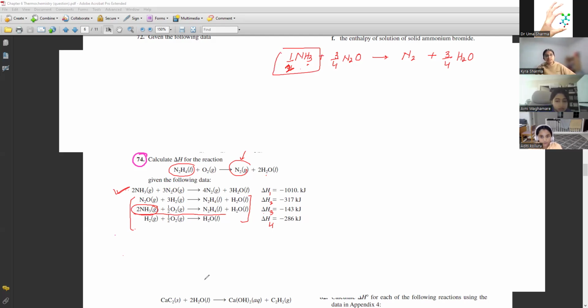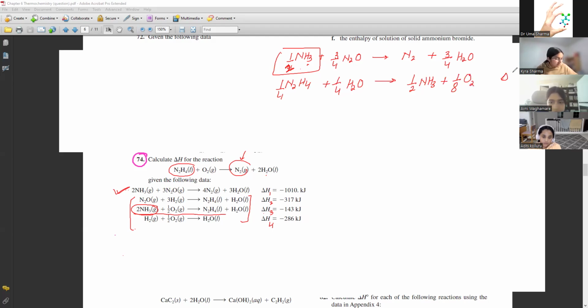Then you are on the product side, and divide by 4. Yes, so let's divide it by 4 and reverse it. N2H4: 1/4 N2O plus 1/4 H2O, giving you 1/2 NH3. I think I have taken care of NH3 now, right? Yeah. And 1/8 O2.